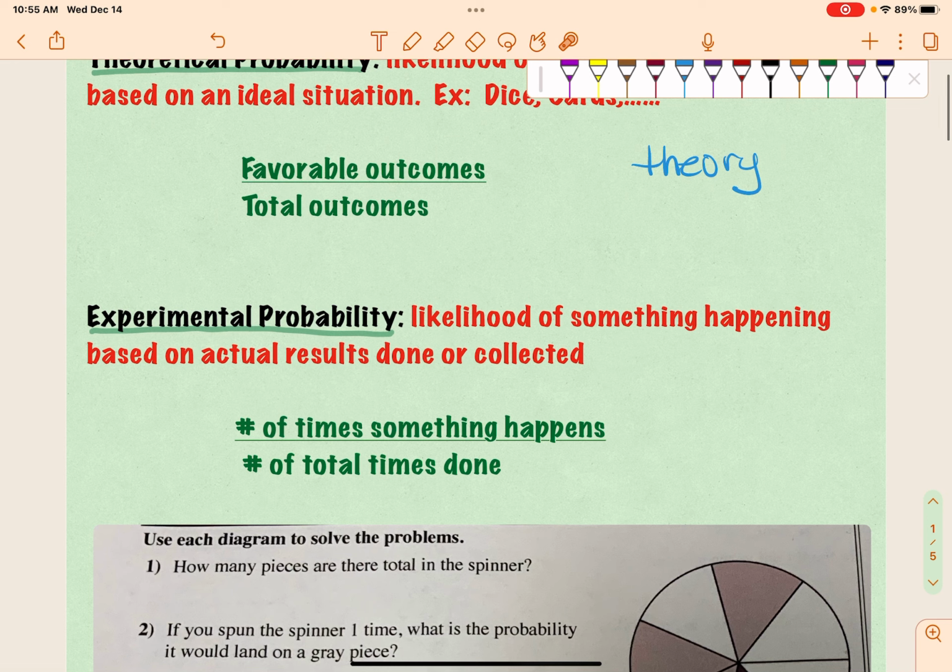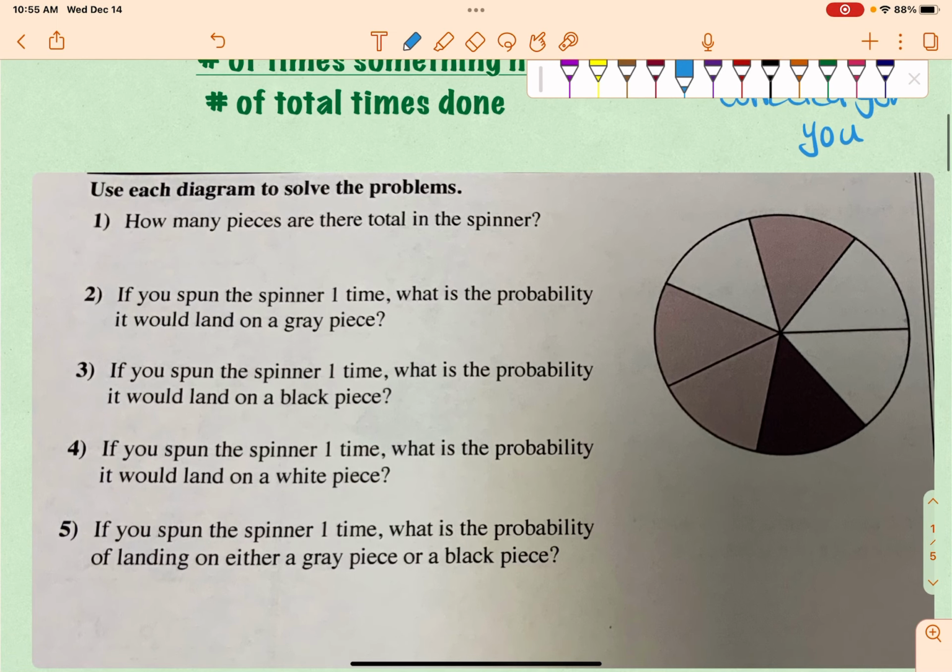When you talk about experimental probability, it's the likelihood of something happening based on actual data and results that are done or collected. So how many times something happened over how many total times you did something. That means that you actually either have to collect it or it's collected for you. So we're going to look at some different kinds of probability today. We'll start first with theoretical, so you can see how that works, and then experimental. Okay, so we're going to look at a spinner that's here.